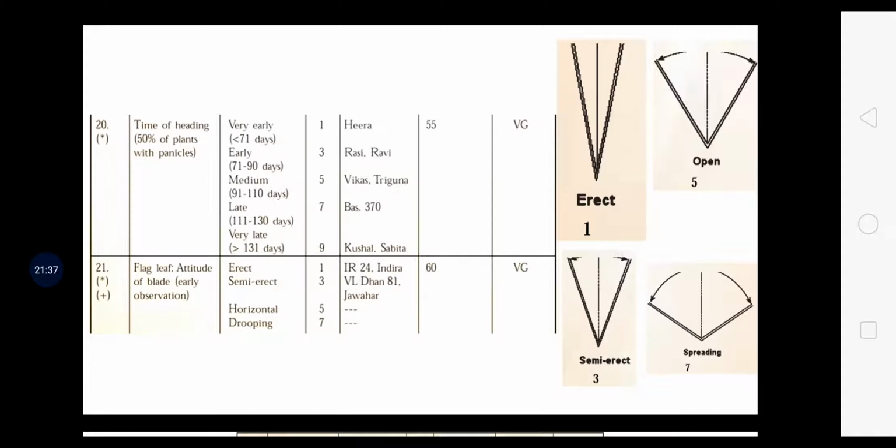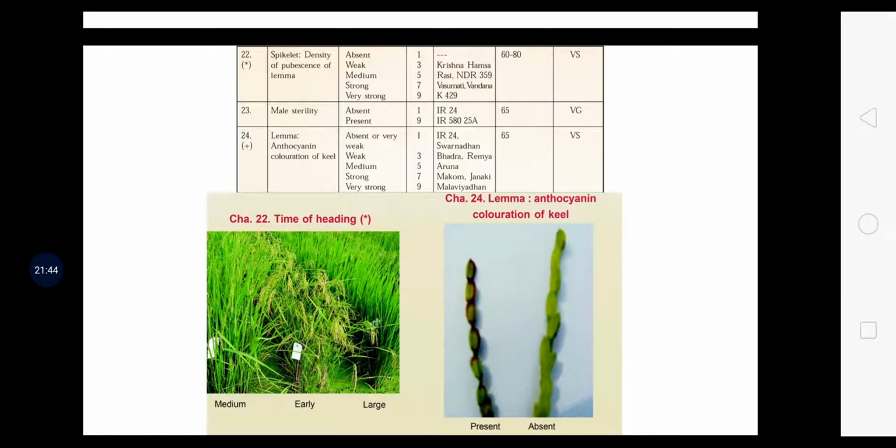The 22nd characteristic is spikelet density of pubescence of lemma. The density of pubescence of lemma may be classified as absent, weak, medium, strong and very strong. Pubescence means hairs. These are again scored as 1 3 5 7 9. Examples for weak type of pubescence is Krishna Hamsa. Medium is Rasi NDR 359. Strong are Vasumati and Vandana. Then very strong are K429.